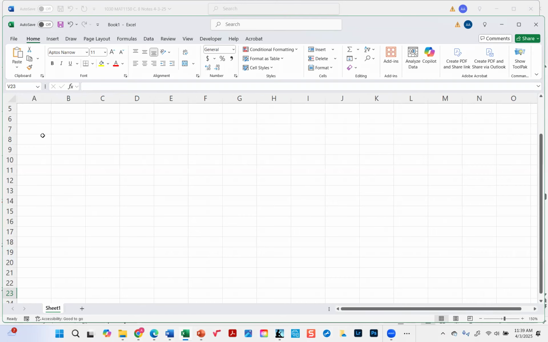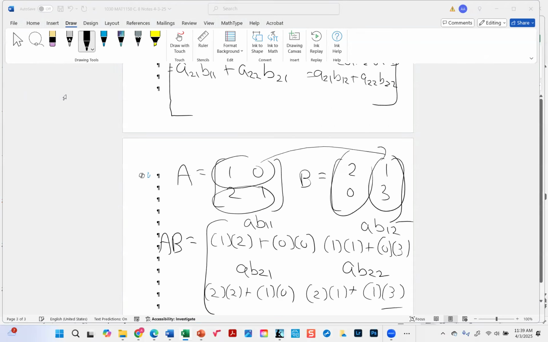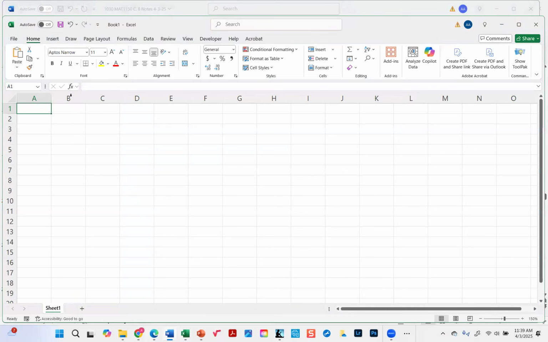I'd like to show where the matrices are. So the first one is 1021.